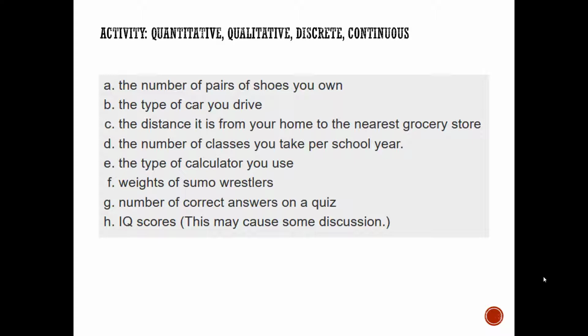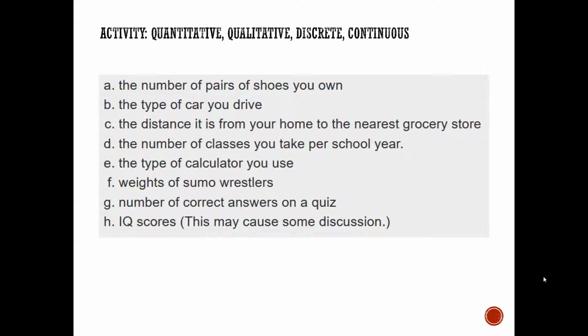G, the number of correct answers on a quiz. Well, the number of correct answers on a quiz is going to be counted. Now, most of the time, we would consider that you would get it either all right or all wrong. So we're going to say that this one is a counting number, and it would not have fractions involved. So this is going to be quantitative discrete.